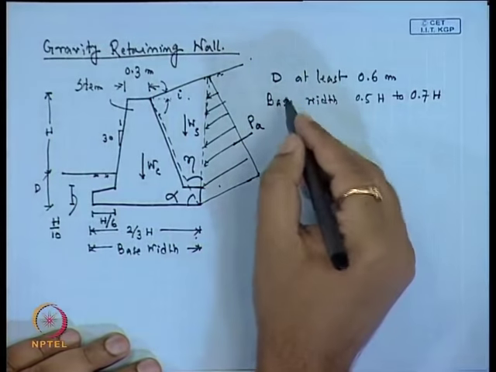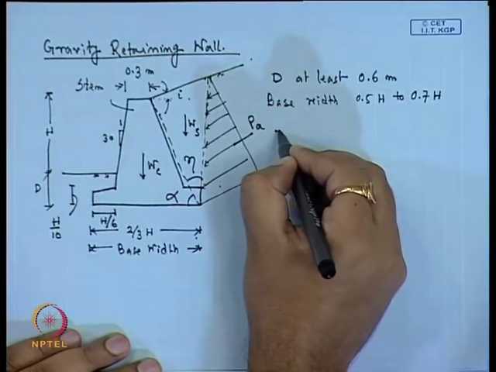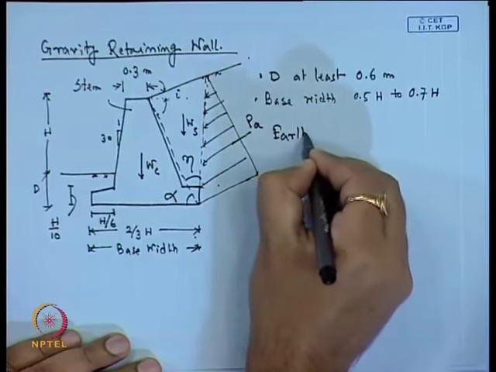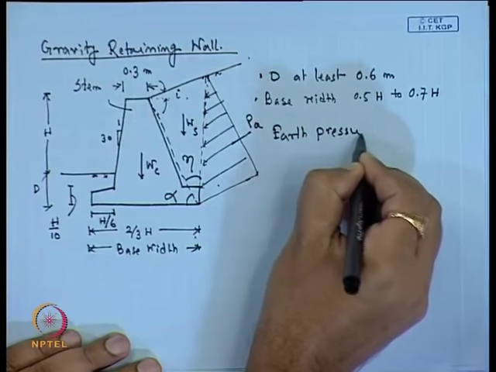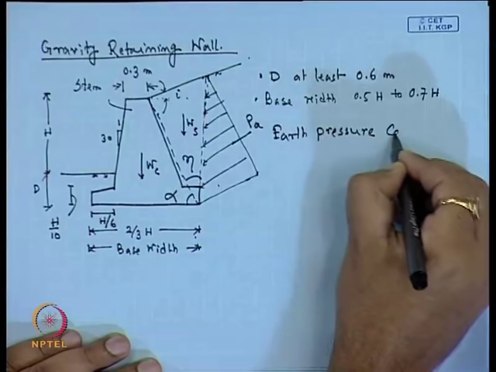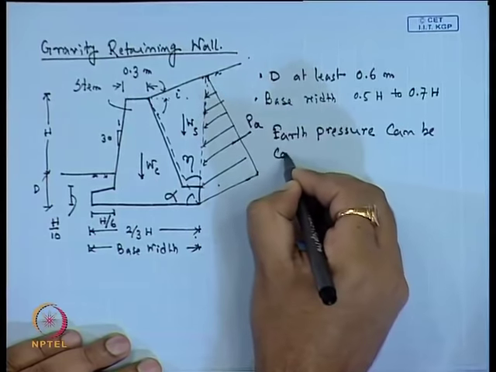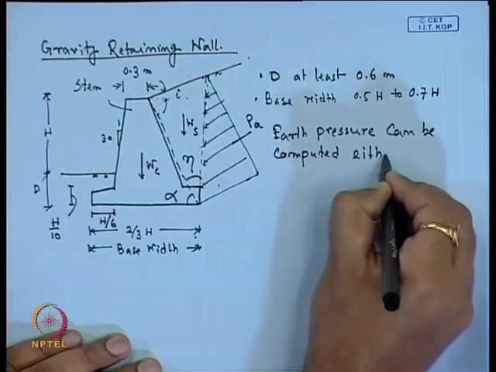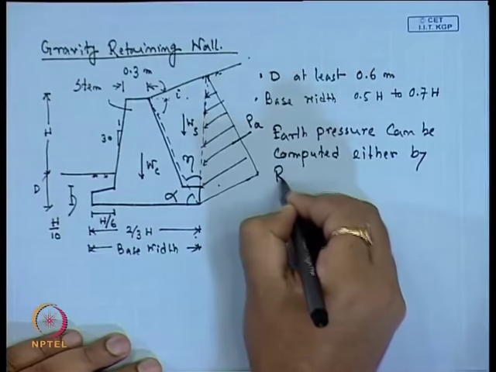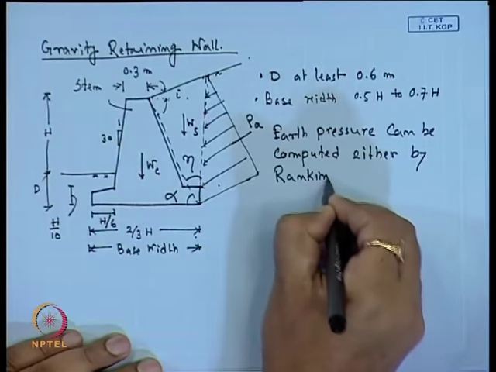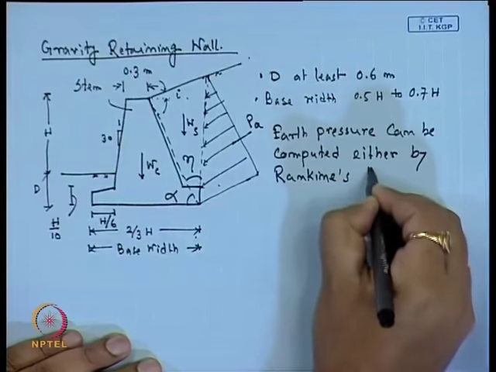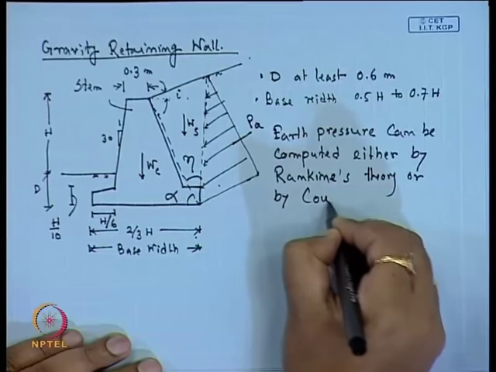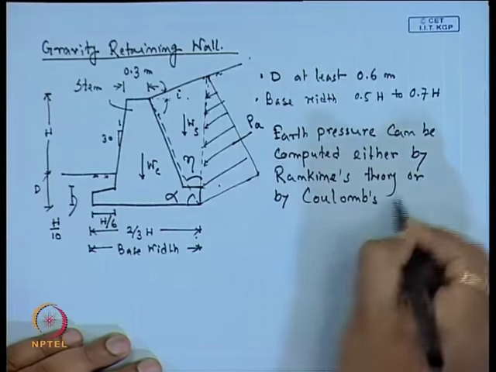Now, for Rankine's theory, if I consider this earth pressure, it can be computed either by Rankine's theory or by Coulomb's theory.